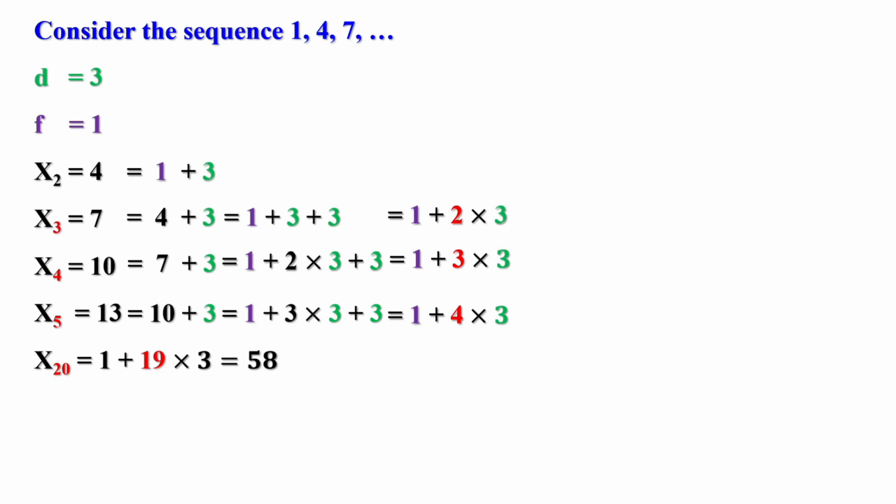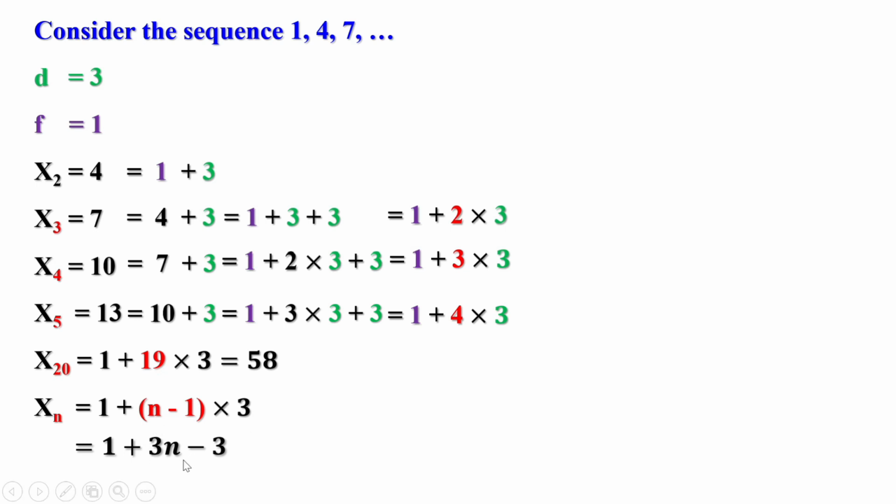What is the nth term? 1 plus 1 less than n times 3, right? What is 1 less than n? n minus 1. So nth term equals 1 plus (n minus 1) times 3. Now let us multiply. n into 3 is 3n. Minus 1 into 3 is minus 3. So this can be written as 1 plus 3n minus 3.